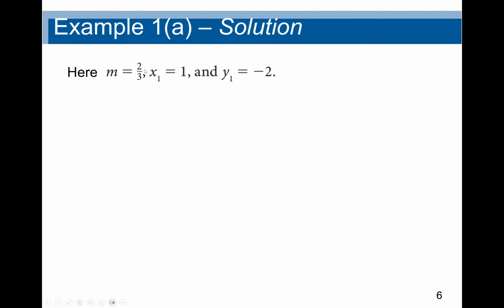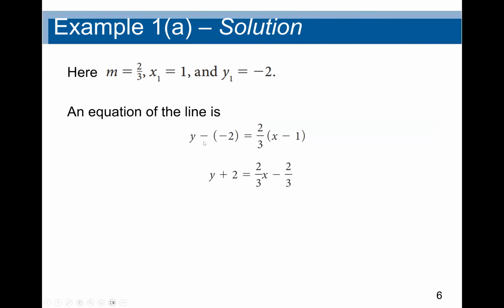So we know the slope is given to us to be 2/3. The point, the first value is x1, which is 1. The second value is the y value, which is -2. So we use the point slope formula, which will give us y minus y1, where y1 is -2, equal to the slope times x minus x1, which is 1. So here we do our equation. Minus and minus will give us plus. So we get y plus 2. Then 2/3 times x will give us 2/3 x. 2/3 times -1 will give us -2/3.